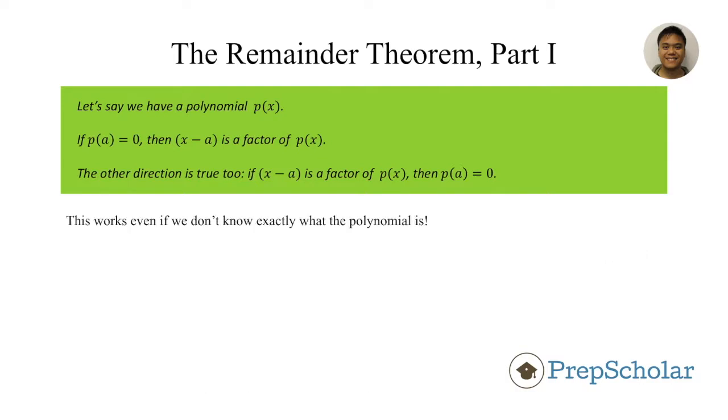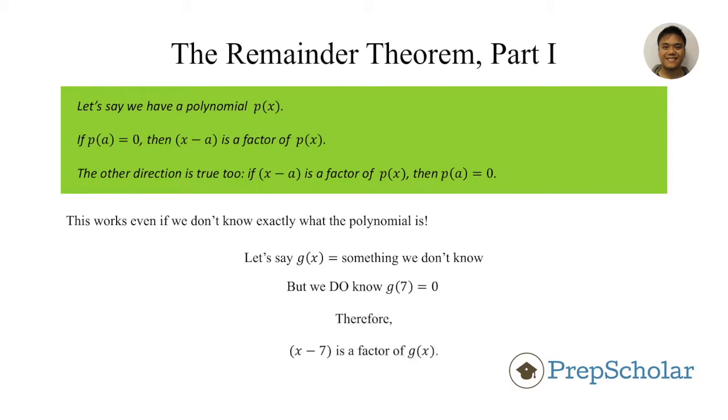This theorem works even if we don't know what the polynomial is. Let's say that g of x is some polynomial function that we don't know, but that we do know that g of 7 is equal to 0. Then the remainder theorem tells us that x minus 7 is a factor of g of x. We didn't even have to find the actual polynomial function g of x. We just knew that g of 7 is equal to 0. The remainder theorem is pretty powerful.